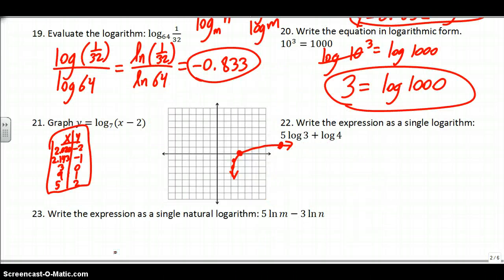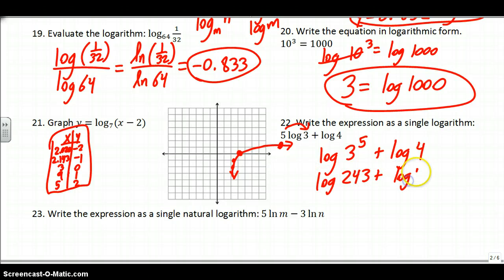22, write the expression as a single logarithm, okay. Remember, when you write it as a single logarithm, you deal with powers first, so any numbers that are out front now go back to being powers. That was a special property of logs. Let's see, 3 to the 5th is 243.